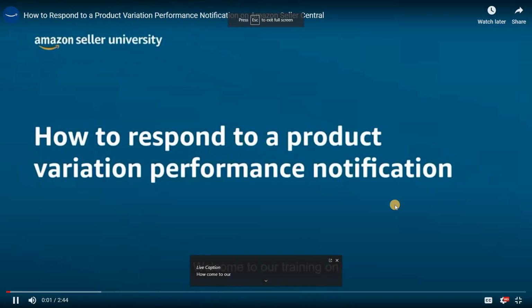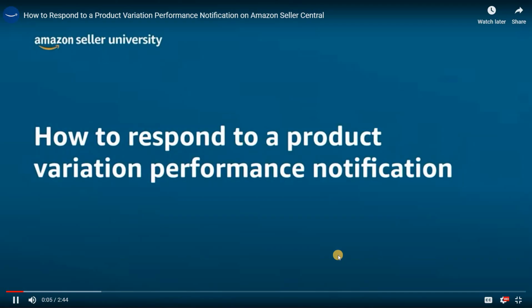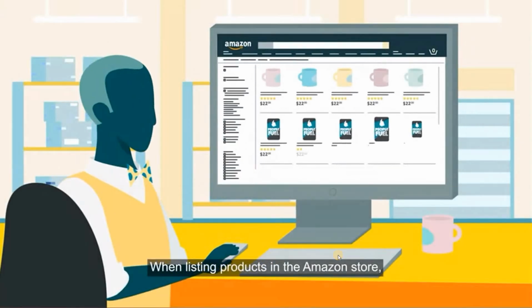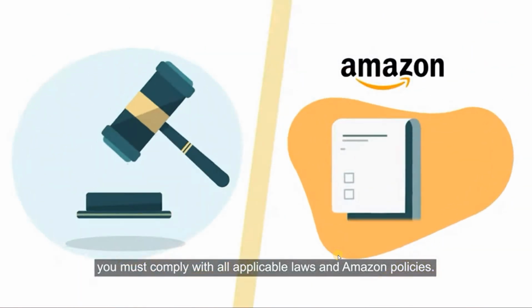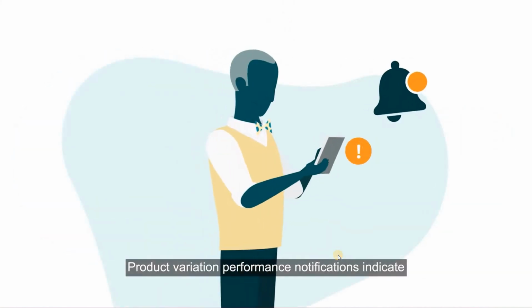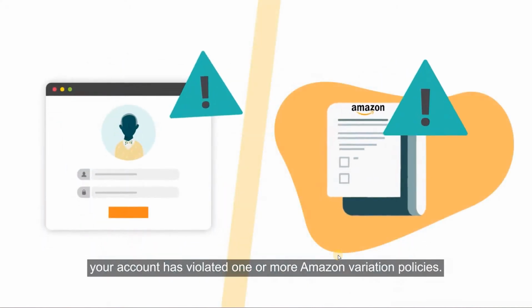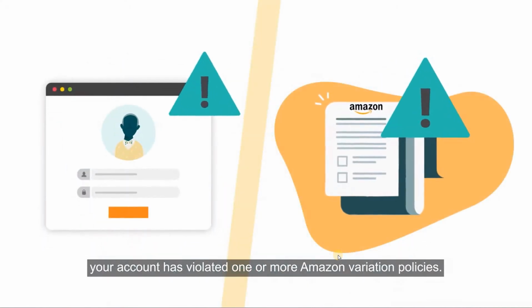Welcome to our training on how to respond to a product variation performance notification. When listing products in the Amazon store, you must comply with all applicable laws and Amazon policies. Product variation performance notifications indicate your account has violated one or more Amazon variation policies.